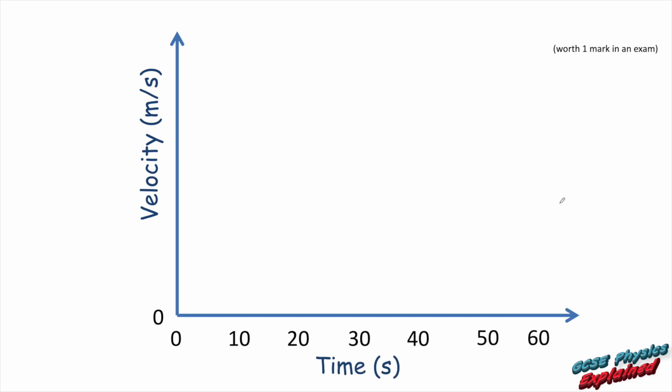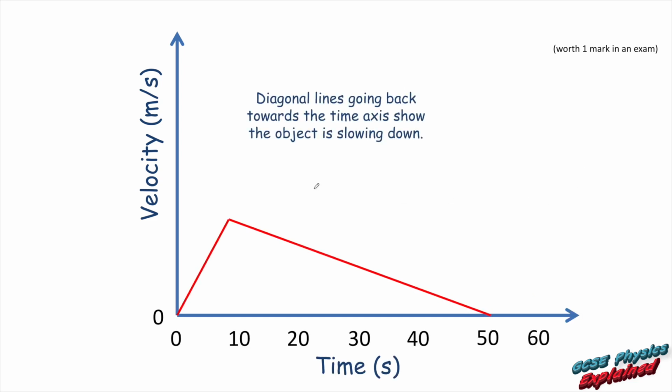Right. What about this for a mark? If the line comes down like that, it means that it's slowing down. Don't say it's going backwards. That's what it would mean on a distance time graph. Just say the velocity increased at first up to 10 meters a second. All that it means is that now the velocity is getting smaller and it's going back to 0.